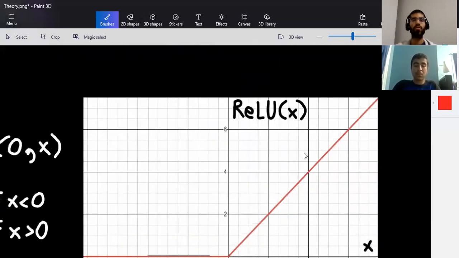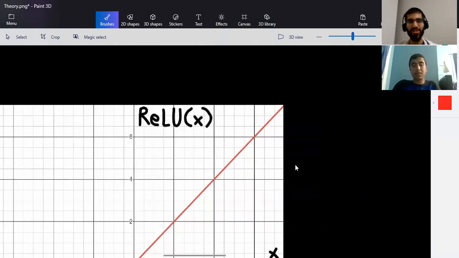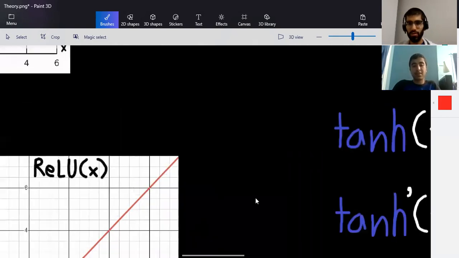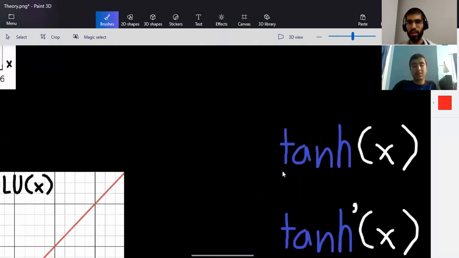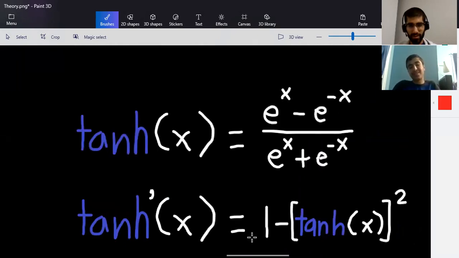This other activation function, okay, it's going to be a messy equation. So just take a deep breath, calm down. It's going to be messy, I'm telling you. It's called the hypertangent function. We write it as tanh of x. The hypertangent function looks like this. And that looks a bit messy. It looks a bit ugly, I know. And it has this derivative.